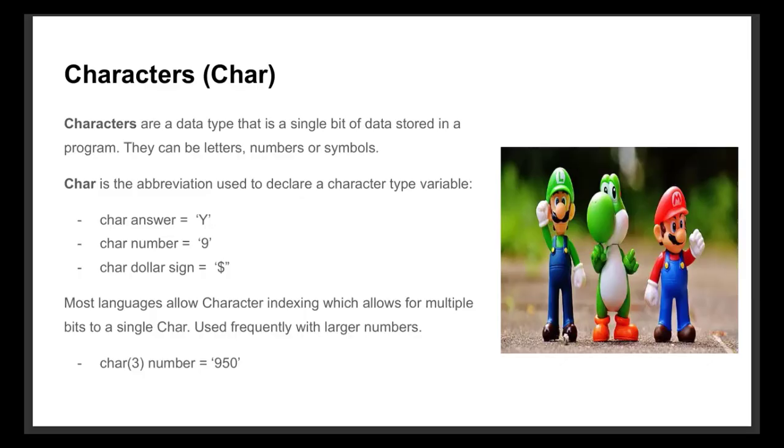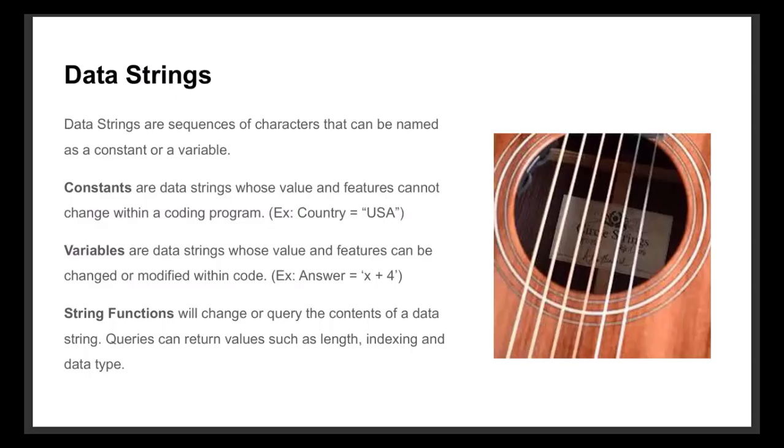Our next data type is a string. You may also see this referred to as a data string. And data strings are when we have multiple characters in a specific sequence. There are 2 types of data strings that we use within our computer programs: constants and variables. Constants will be a data string whose value cannot be changed within our program. It will remain constant or the same throughout the entire program code. Variables will be data strings whose value can be changed or modified within the program code.